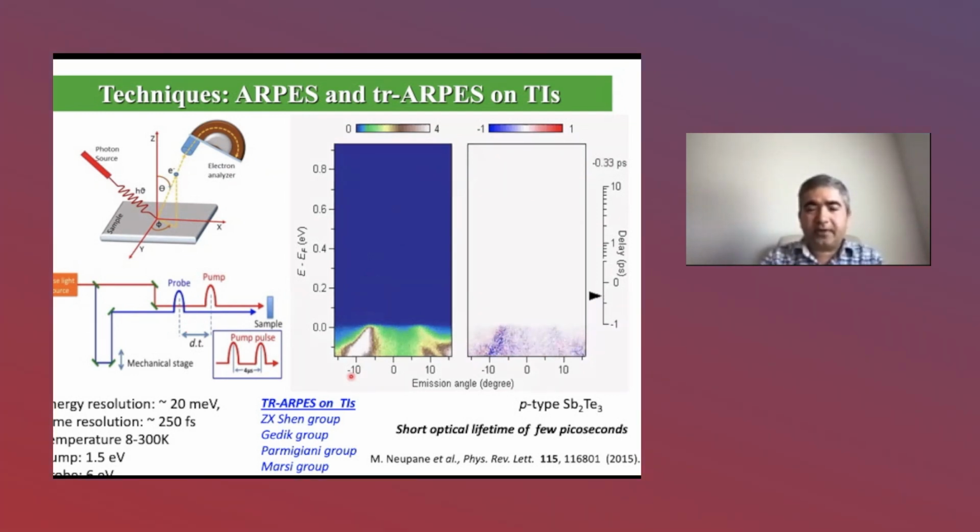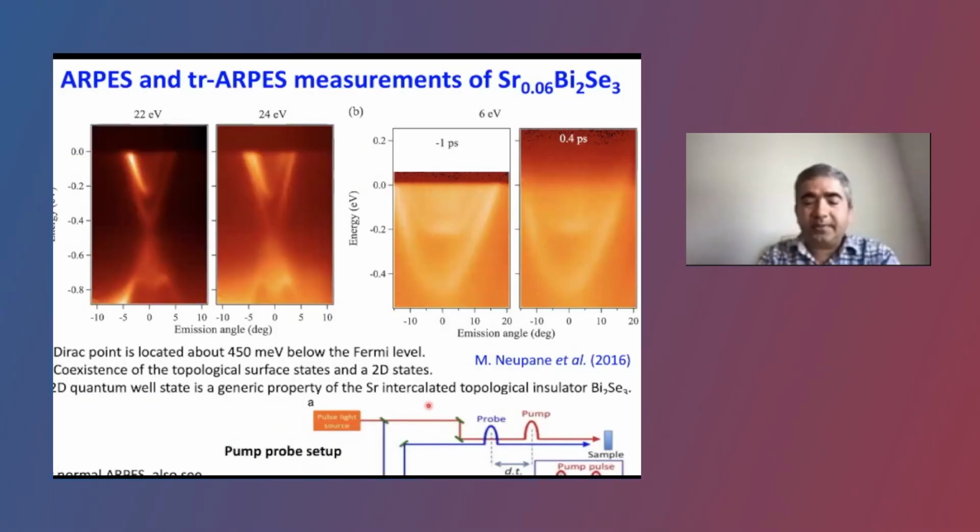For example, you can see the native sample is highly p-doped. The Fermi level is well deep in the bulk valence band. But if you pump it, you can see the excited state, the surface state, and the bulk conduction band, but they decay pretty fast. Within 10 picoseconds, everything is recombined. So it's a short optical lifetime. We did a similar measurement on this 6% strontium-doped bismuth selenide.